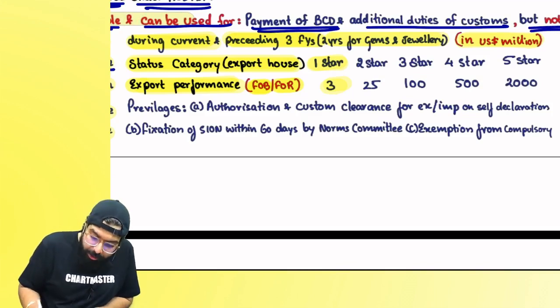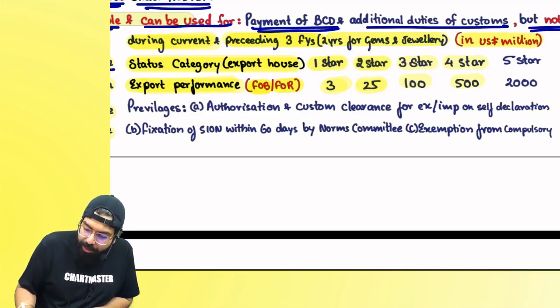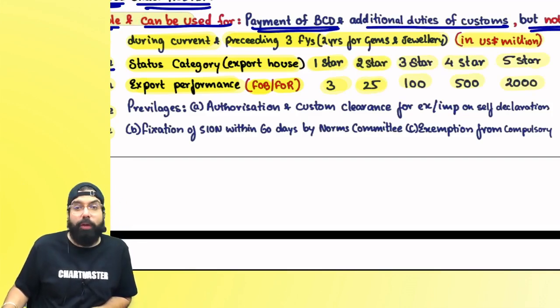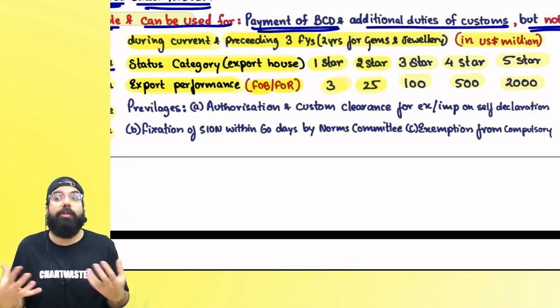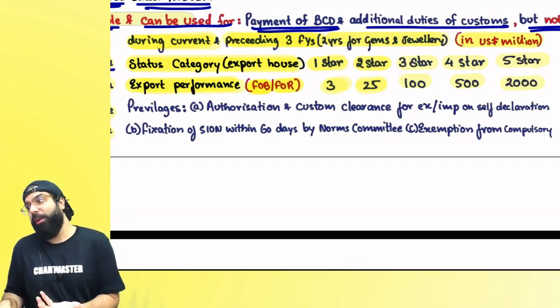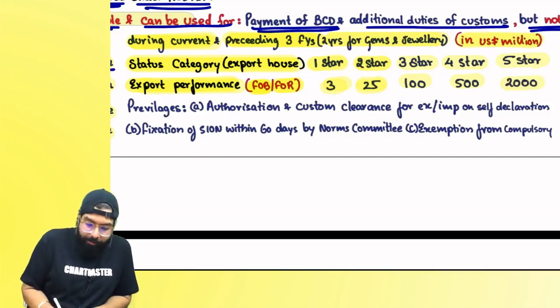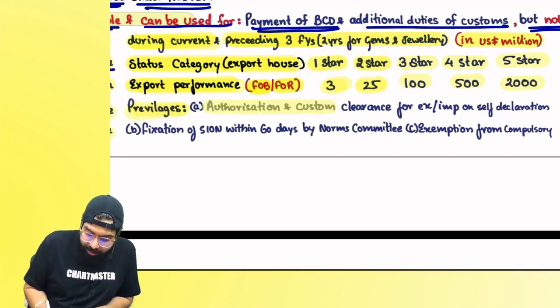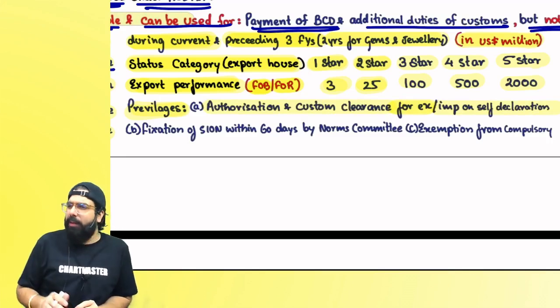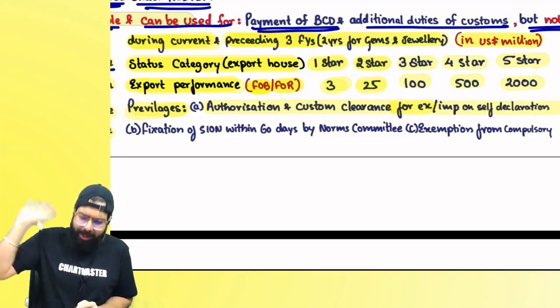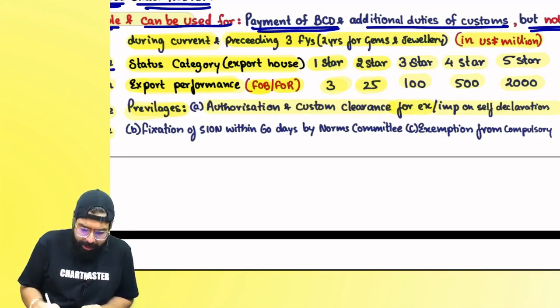Then, sir, they are seeing 2 star will be given $25 million, 3 star, 100 million, 4 star, 500 million, 5 star, 2000 million. Now, all these people who are given status will have a lot of benefits under foreign trade policy. They are telling privileges, authorization and customs clearance for export or import on self-declaration. They can do self-declaration and they can get import and export clearances.